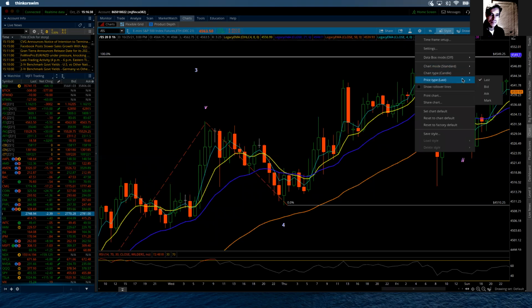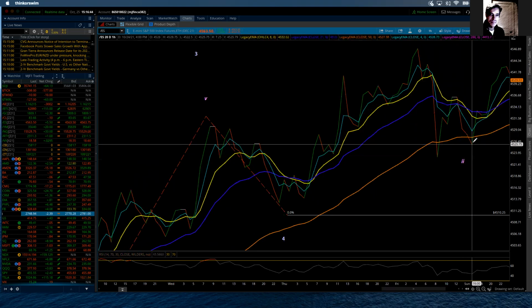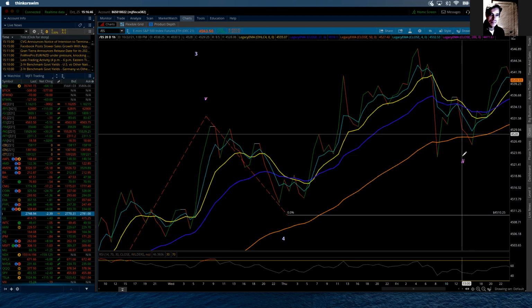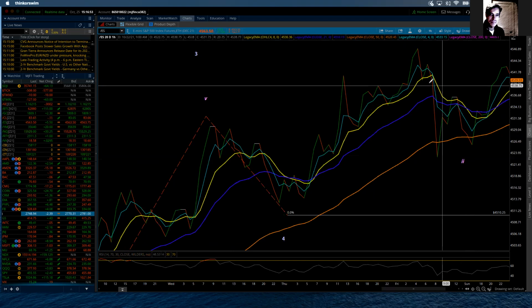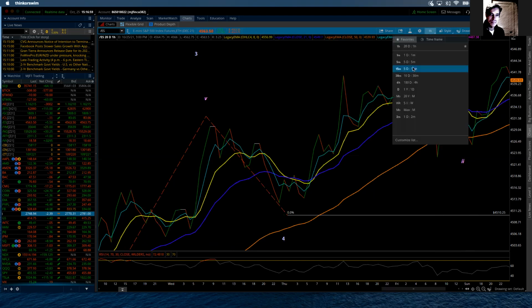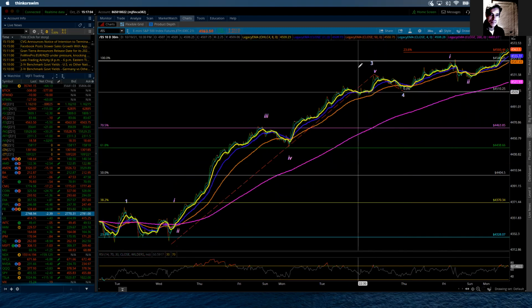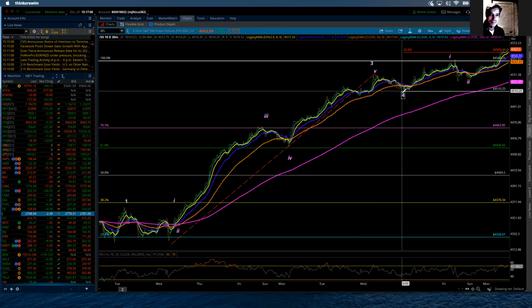And case in point, let's go over to the line chart. And you can see that there's quite a big difference, and that wave two actually bottomed here and not here. So what we're presented with changes a little bit. And so now I'm going to take this back out, first on the 30-minute chart, so we can take a look. I want to take a look at where we are.